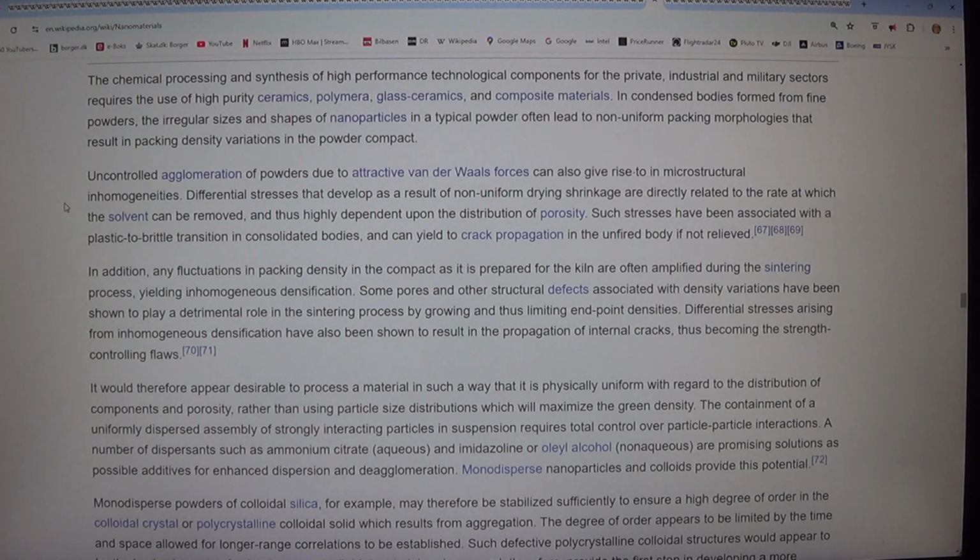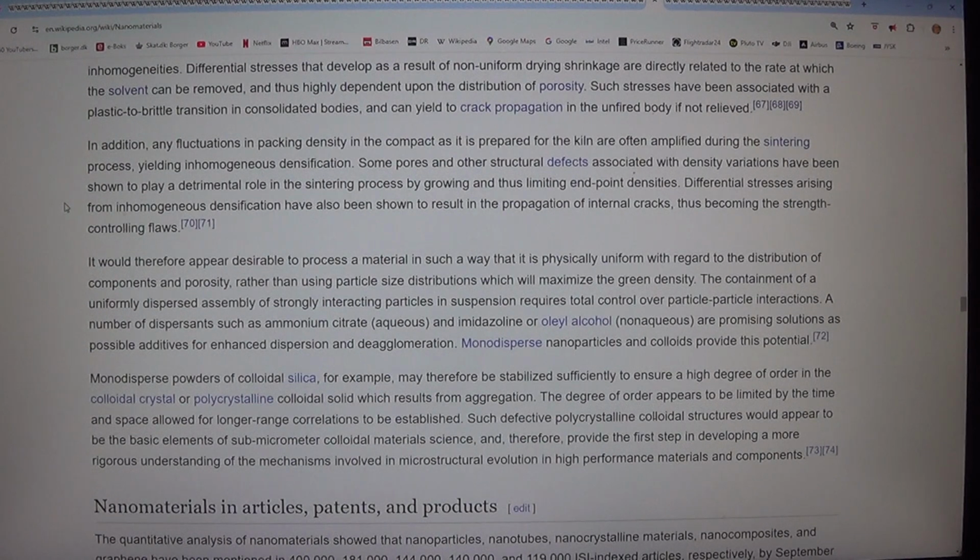Such stresses have been associated with a plastic to brittle transition in consolidated bodies, and can lead to crack propagation in the unfired body if not relieved. In addition, any fluctuations in packing density in the compact as it is prepared for the kiln are often amplified during the sintering process, yielding inhomogeneous densification. Some pores and other structural defects associated with density variations have been shown to play a detrimental role in the sintering process by growing and thus limiting endpoint densities.